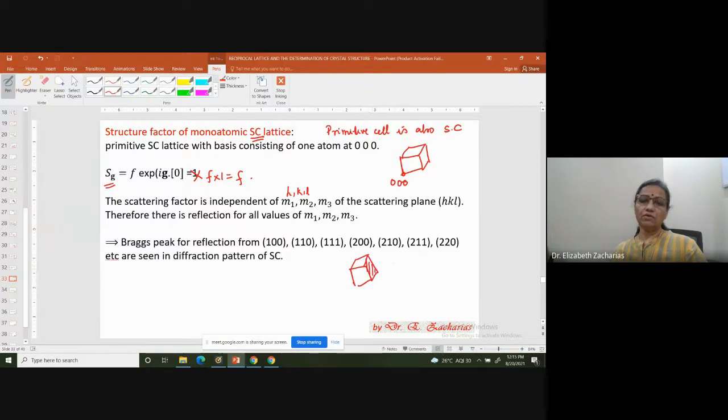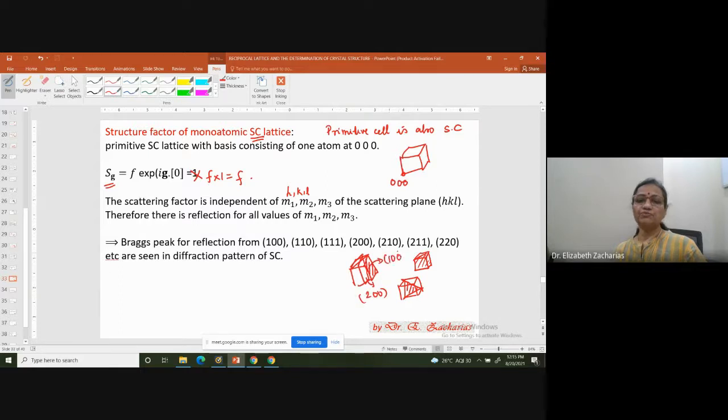Like for example, this may be 1, 0, 0. What will be 1, 1, 0? 1, 1, 0 will be, let me draw another picture. 1, 1, 0 will be this plane. Similarly, what will be 1, 1, 1? 1, 1, 1 will be this plane. Similarly, you can talk of 2, 0, 0. 2, 0, 0 will be a plane which is parallel to 1, 0, 0 but cutting at half. So this is your 2, 0, 0. This is your 1, 0, 0.